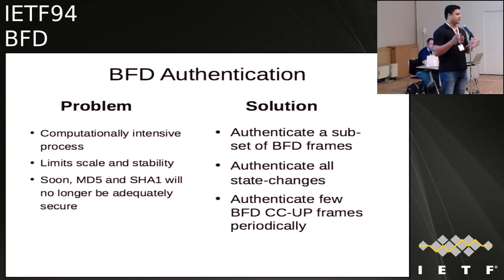The problem with BFD authentication for most implementations is that it's very computationally intensive, having to check the authentication on each and every BFD frame. It limits the scale. Also, the cryptos available in 5880 are no longer secure, or at least soon won't be secure. The solution is to authenticate only a subset of the BFD frames. All state changes will be authenticated, and only a small subset of the BFD CC up frames will be authenticated.